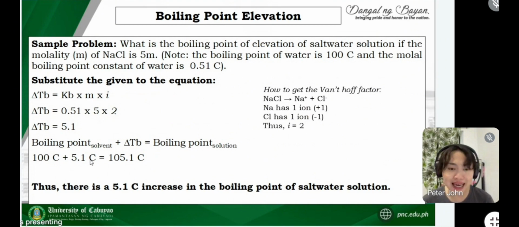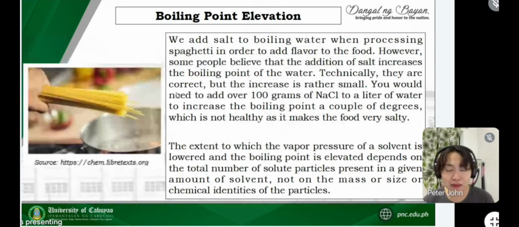Ibig sabihin, pag dinamihan pa natin yung paglagay ng asin sa mismong substance, there are tendencies na makakaabot ng mas mataas na boiling point elevation. So, ibig sabihin, mas tataas yung boiling point ng mismong substance. So, example, in a real-life application, we add salt to boiling water when processing spaghetti in order to add flavor to the food. So, totoo naman nga po yan. However, some people believe that the addition of salt increases the boiling point of water. Technically, they are right. Yes, tama po yan.